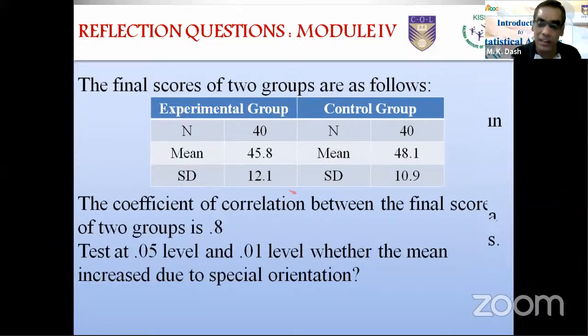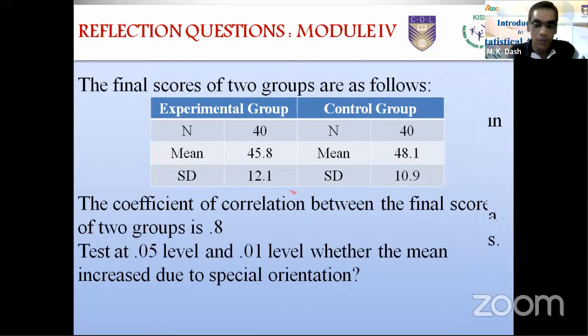Based on the given data, you have to decide whether it is to find the difference between two independent means or two correlated means. Module 4 dealt with two types of questions: one for independent means, another for correlated means. So this question is related to finding the level of significance of two correlated means. If it is two correlated means, the formula is different and the process is a bit different.